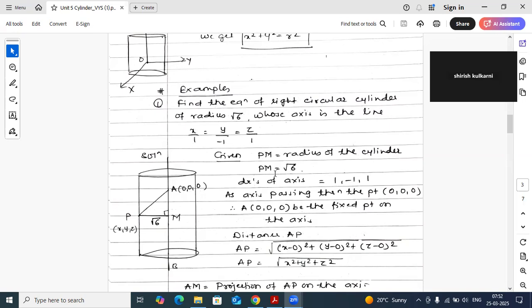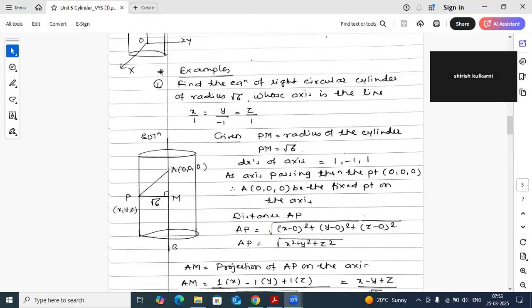The radius of the cylinder PM is equal to root 6. The DRS of the axis is 1, -1, 1, and the axis passes through the point 0, 0, 0, because here x1, y1, z1 is 0. Therefore, the cylinder passes through the origin. Then find out the projection of AP.